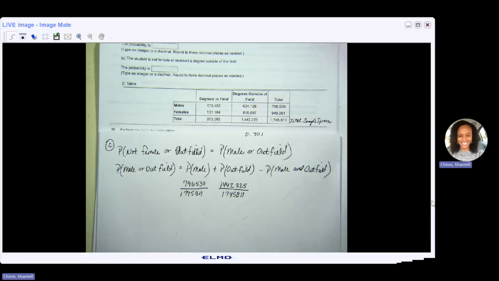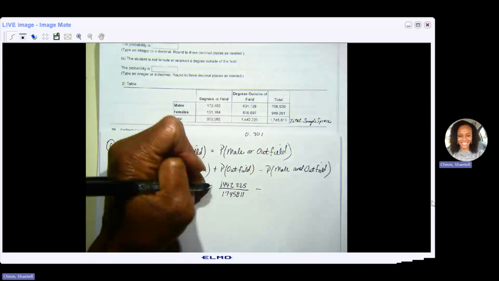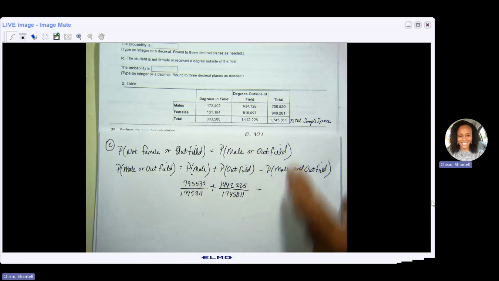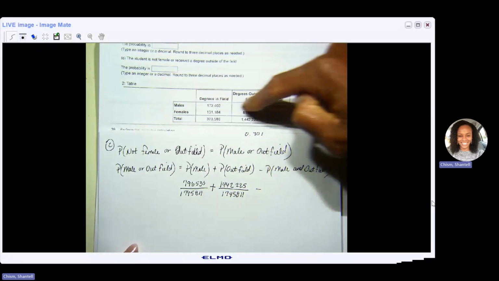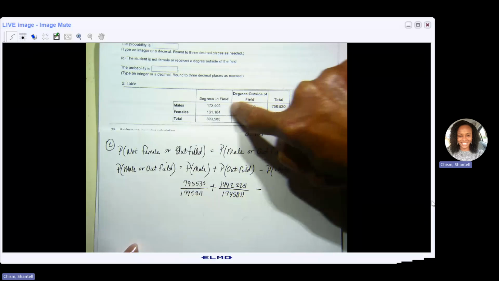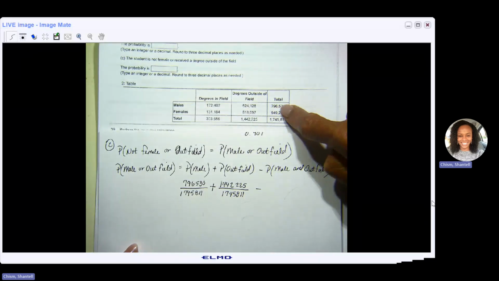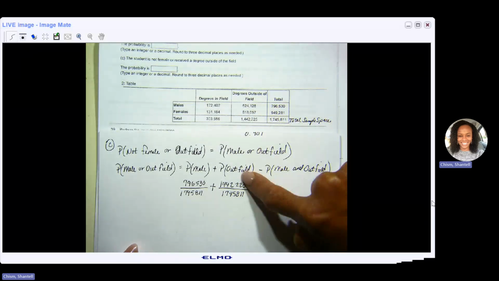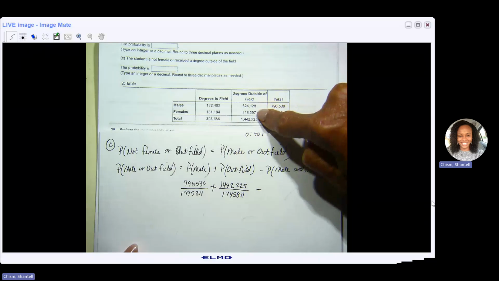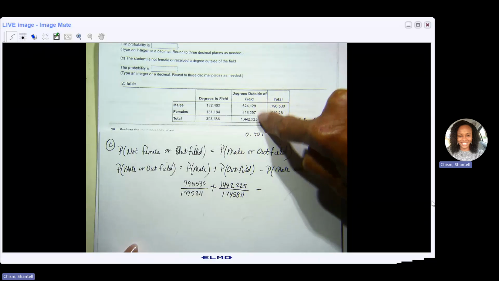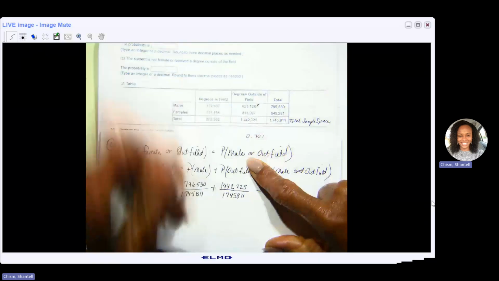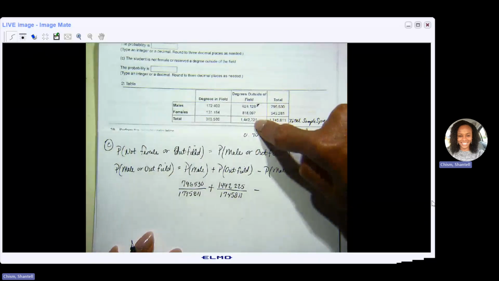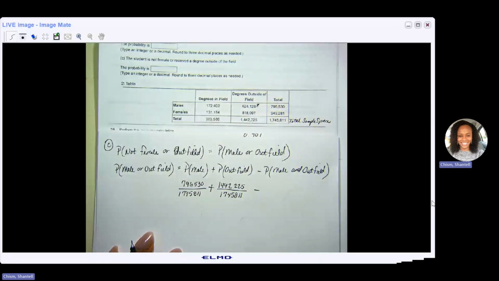Okay. Then we're going to subtract from that this value where they overlap. So we have the males row right here that includes these two amounts that are added together to get this total. And then we have the outfield column here, these two values that add together to give us this total. That value right here has been counted in the male total and it has been counted in the outfield total. We have to subtract that overlap.